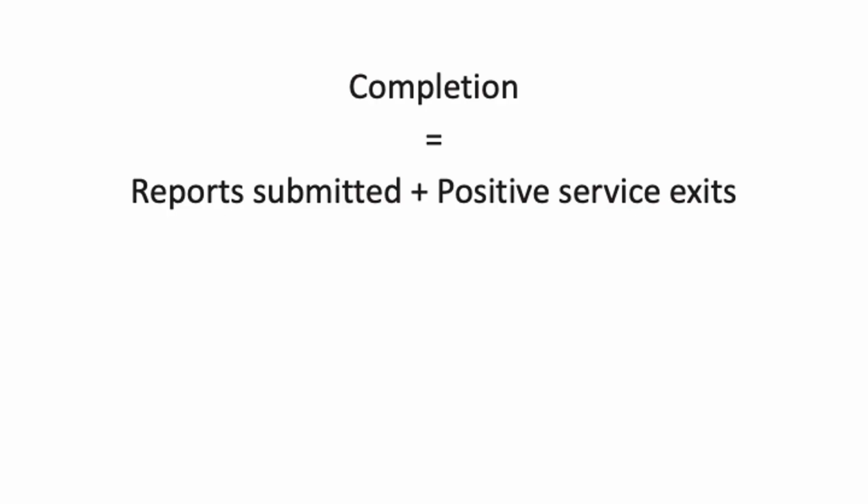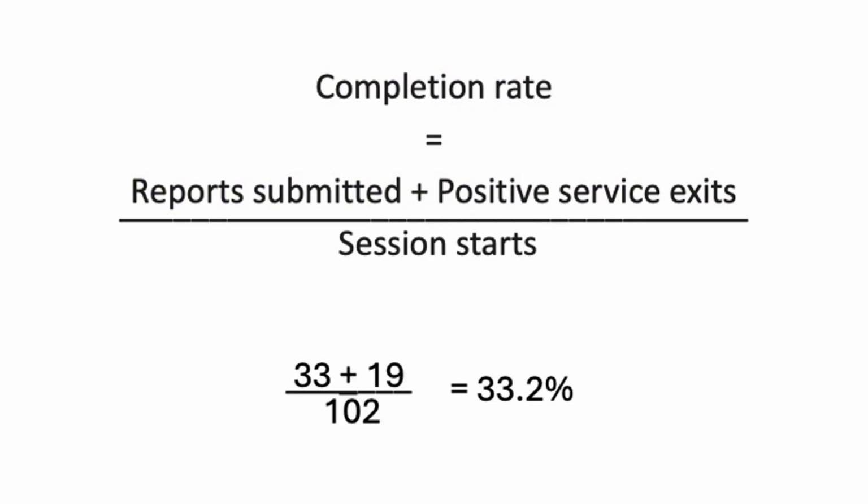So either that session includes a report that's submitted, or they've reached one of those positive service exits where we point them elsewhere where they'll get their question answered. Add those two numbers up, submitted and positive service exits, divide it by the total number of sessions, and that gives us a percentage of success or conversion. And in this case, if you remember the numbers we used before, that ends up as 33.2%. There's the completion rate.